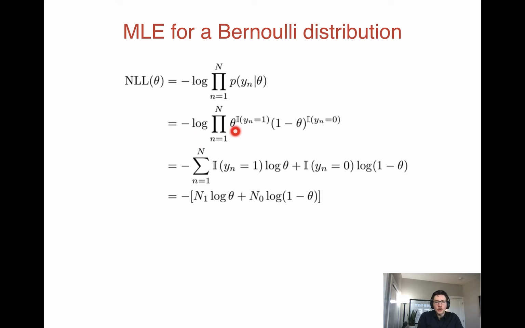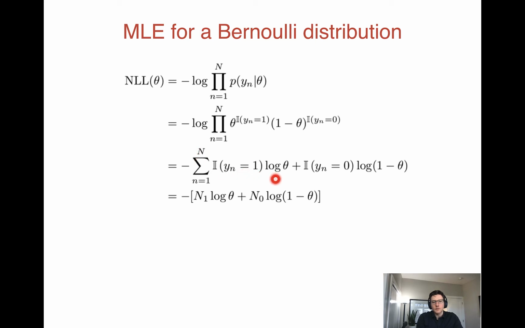Now let's push the log inside. When I push the log in, the product turns into a sum, and this product turns into an addition, and the exponent comes to the front. Okay, so now I have this thing here: indicator y equals 1 times log of theta, plus indicator y_n equals 0 times log of 1 minus theta.